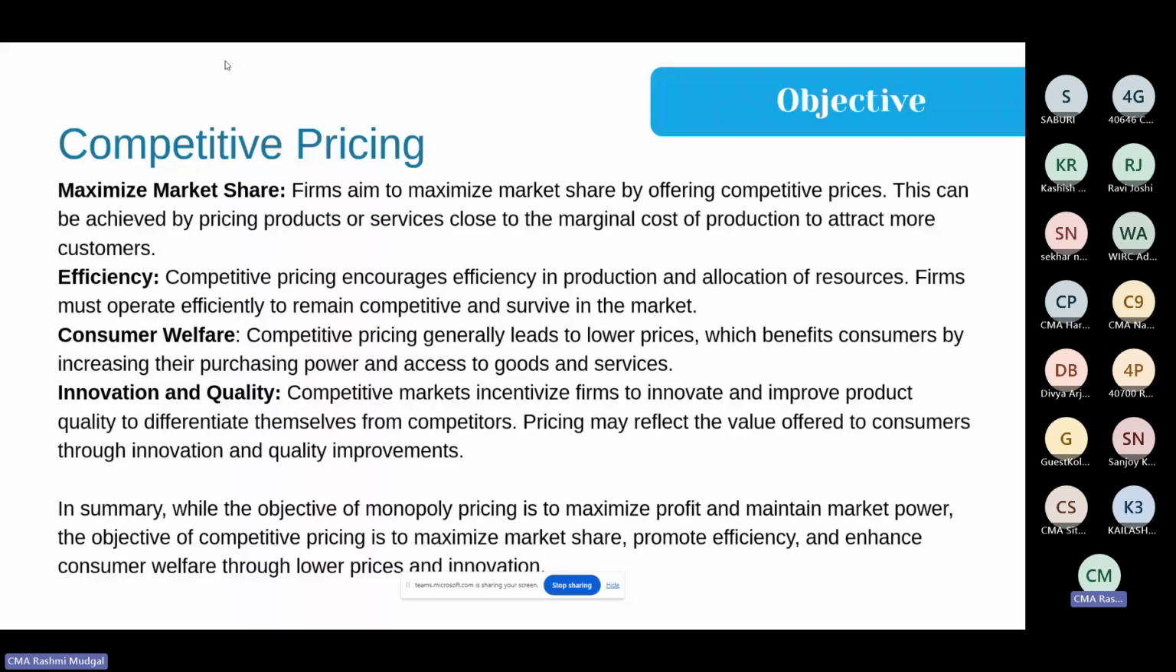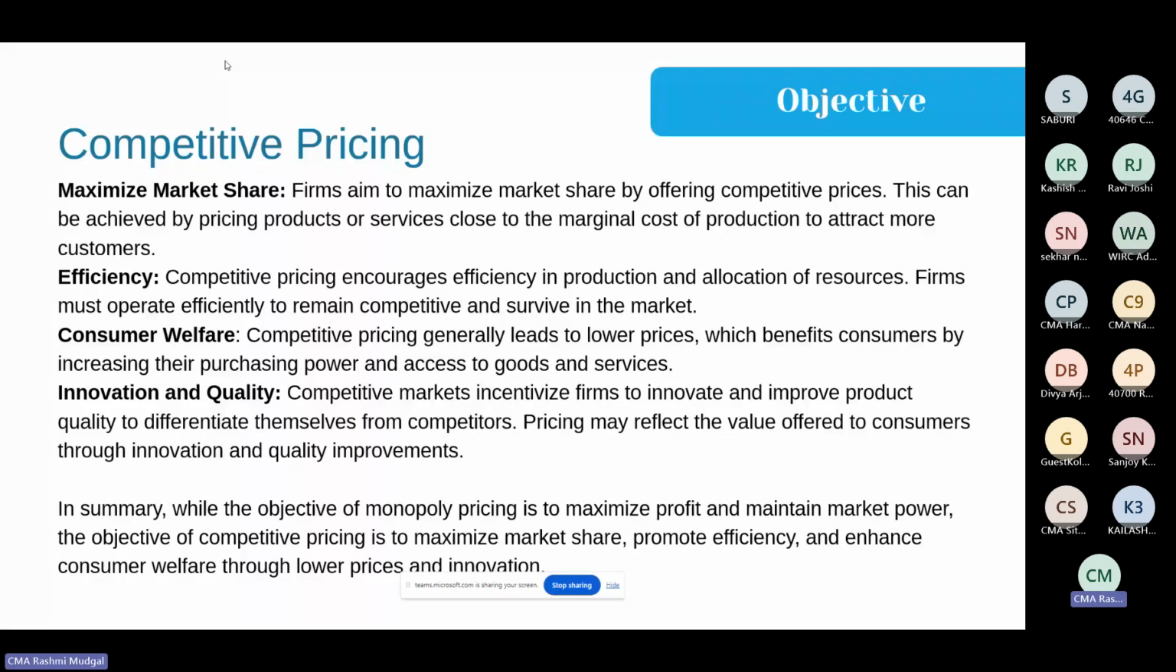In summary, while the objective of monopoly pricing is to maximize profit and maintain market power, the objective of the competitive market is to maximize market share, promote efficiency, and enhance customer welfare through lower prices and innovation. So for the benefit of the economy, competition is always best. And we can see there is no monopoly market in India as such, if it is not ruled by the government. There are so many items available in the market, and it grows the economy, making it a developed economy, after competitive pricing only.